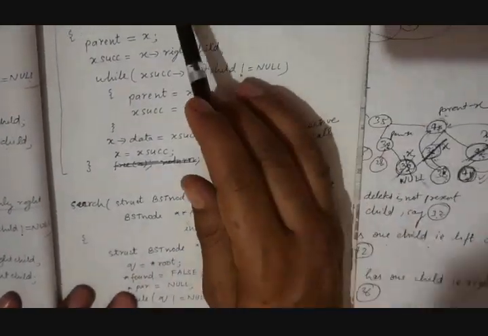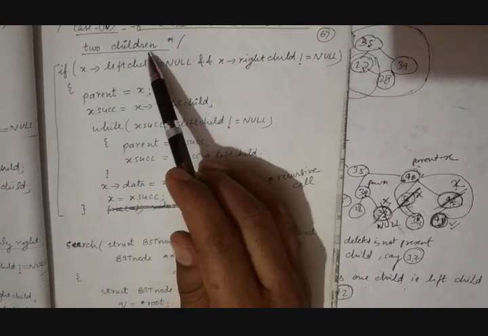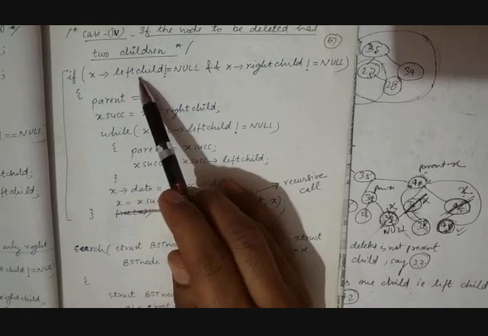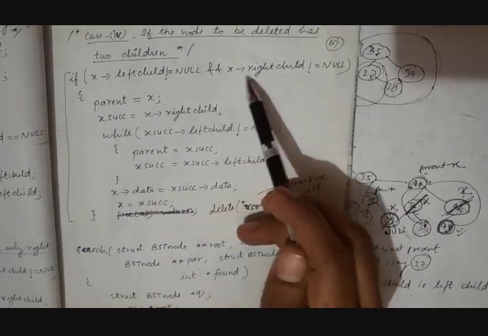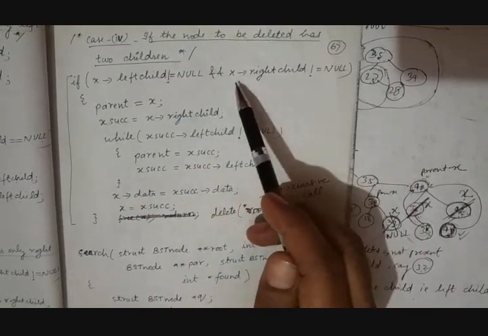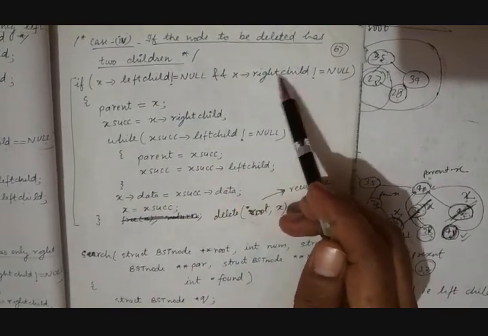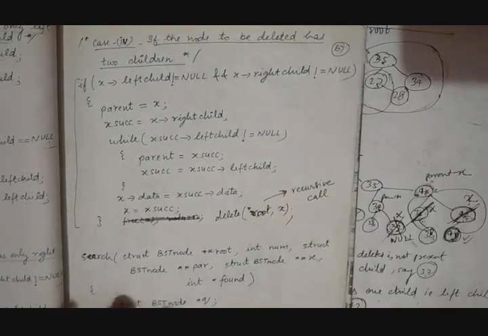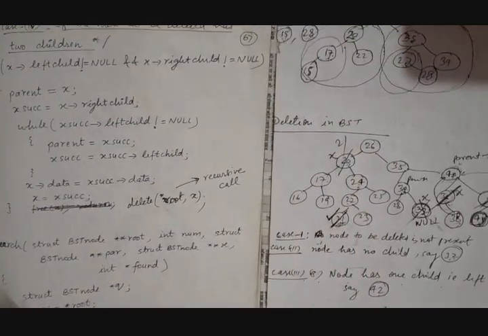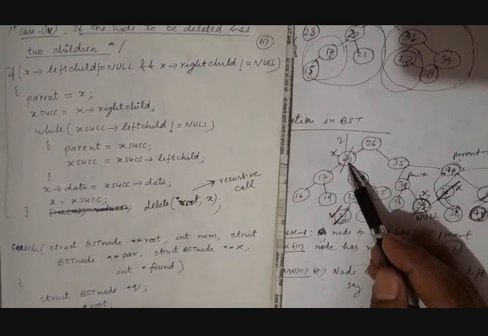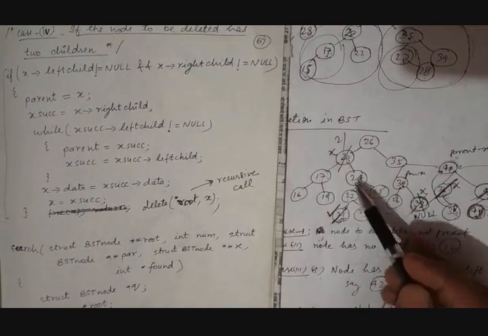Now the last case, a very important case, when we want to delete a node and the node to be deleted has two child nodes. This condition will be checked like this: if X left child is not equal to null and X right child is not equal to null, both are not null, then this will be case 4. In that case, we will find the immediate successor. So how will we find it? We have already discussed it. If you want to delete node X, 20, here, you want to find the immediate successor.